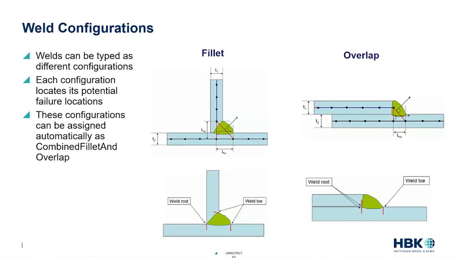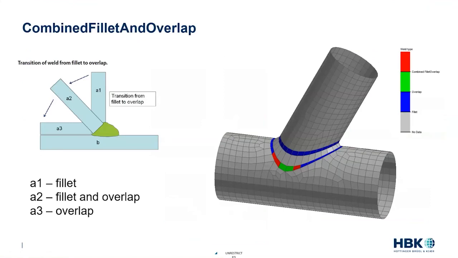One thing that was added probably 3 releases ago is a new configuration called Combined Fillet and Overlap. Previously, a user was required to decide which of his welds were fillet, which were overlap. With this new configuration, DesignLife does it automatically. We just put all the welds that we have into this configuration, combined fillet and overlap. DesignLife looks at the geometry of each weld and measures the angles between the weld and the parent metal and decides whether it's going to be a fillet weld, an overlap weld, or somewhere in between where it'll actually do both calculations.